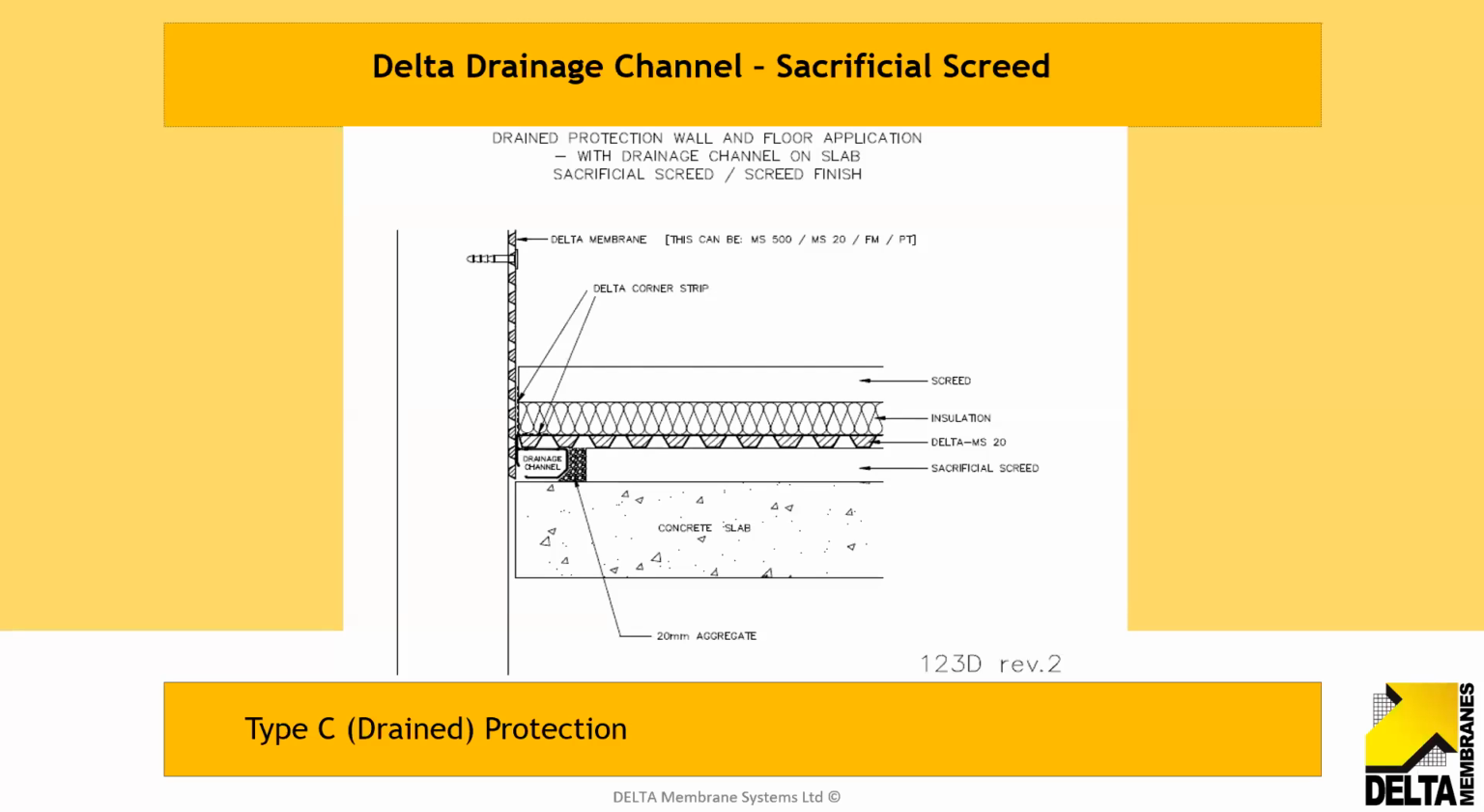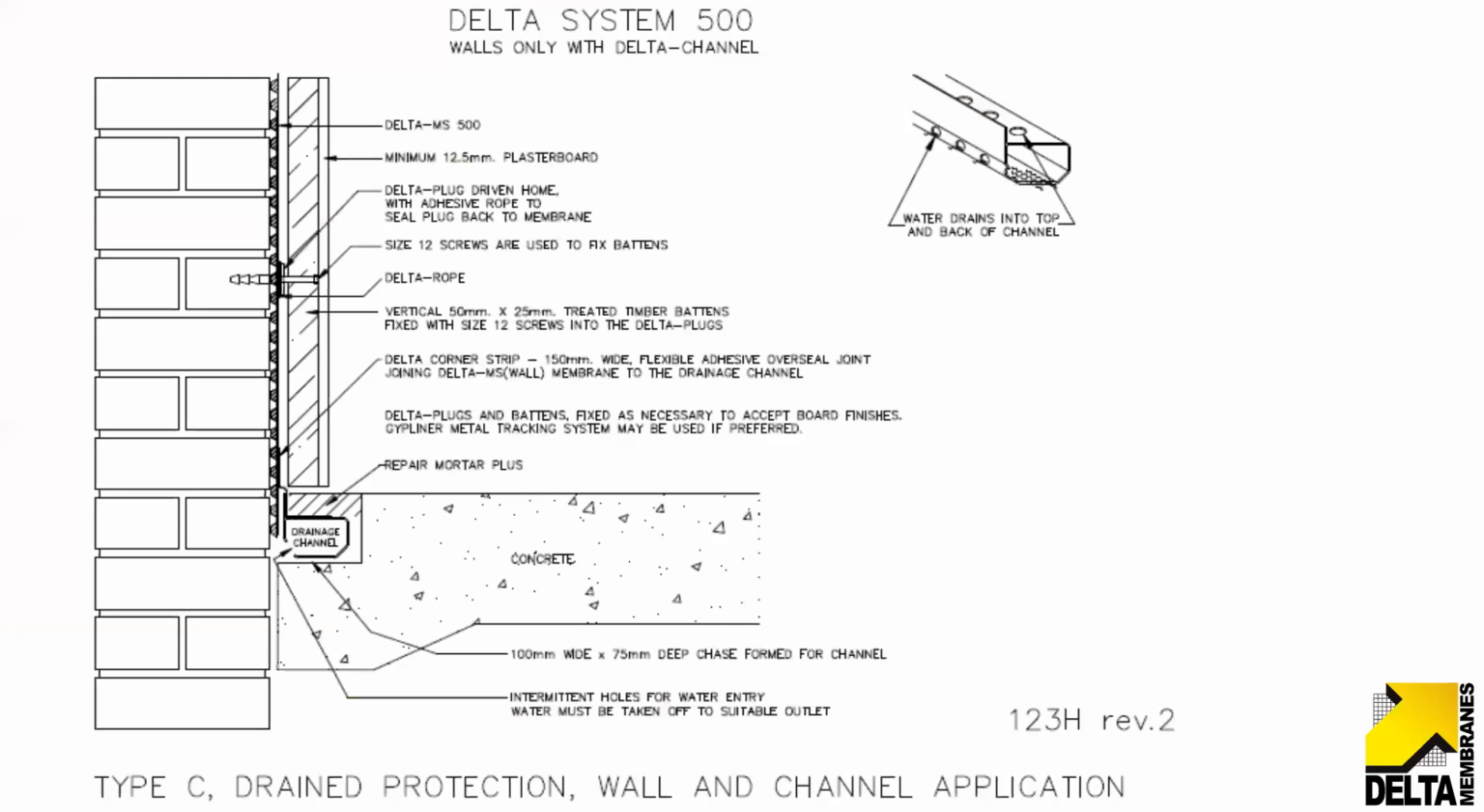If we can't cut a chase or form a chase for a cavity drainage system in a slab, then we can put a 50mm screed on top of it to form that load point around the perimeter. And then we can put our drainage channel into that. So it eliminates the need to cut or form a drainage channel. And that's very useful in retrofit sometimes, where we can't cut chases in slabs, because we'll compromise the structure. So that's a different approach to forming a drainage channel.